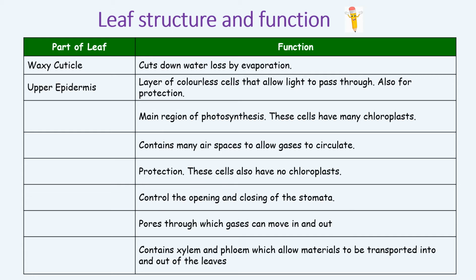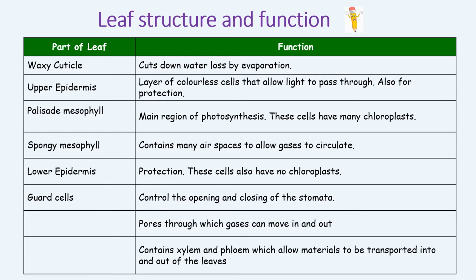The main region of photosynthesis, where the cells have many chloroplasts, would be your palisade mesophyll. It contains many air spaces to allow gases to circulate, would be your spongy mesophyll layer. And for protection, these cells have no chloroplasts, would be your lower epidermis. And it controls the opening and closing of stomata, would be your guard cell.